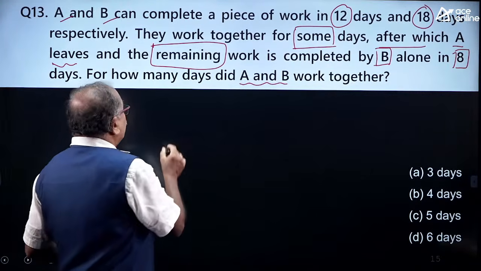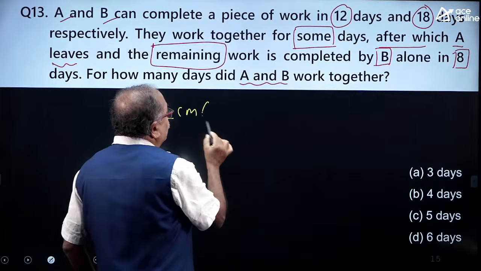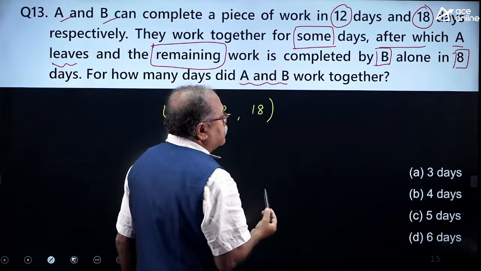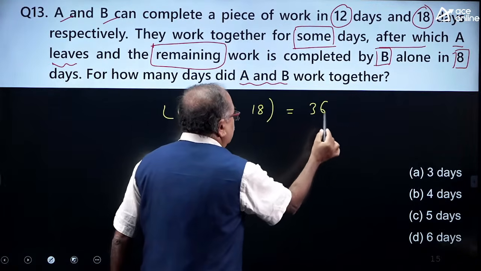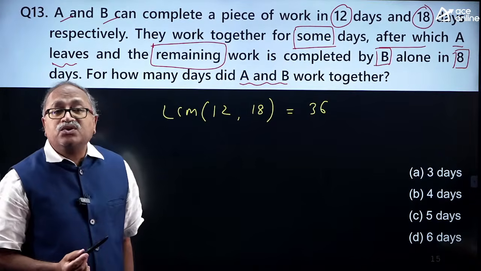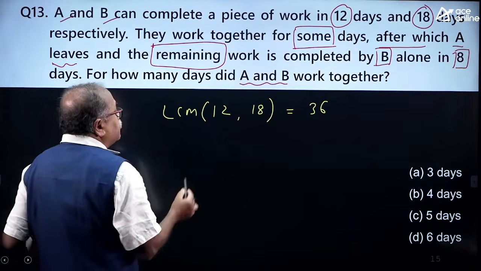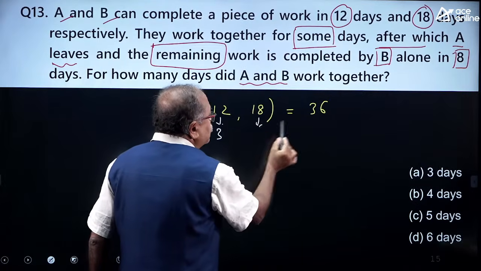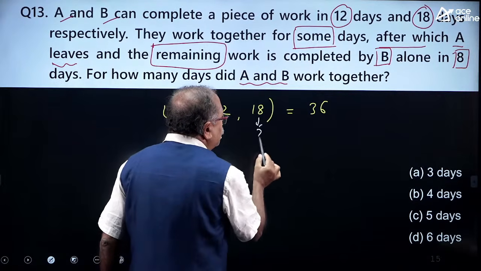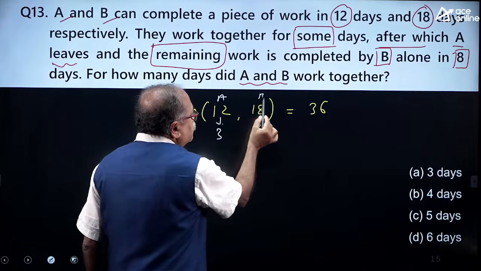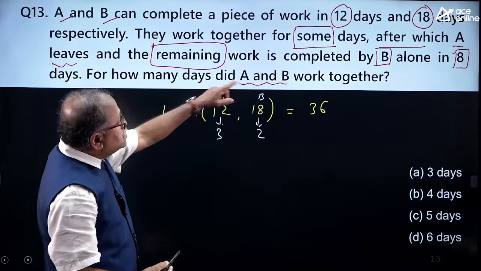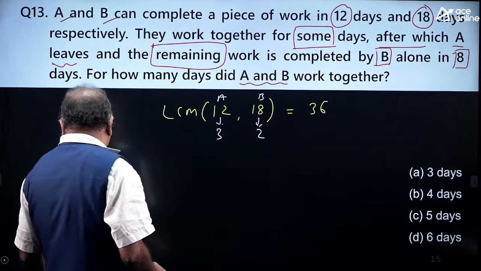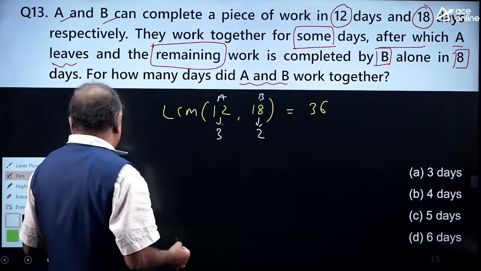So how do we answer this type of question? The LCM of A 12 days, B 18 days. The LCM of these two is nothing but 36. So the total work is 36 units, and A completes how many units per day? 36 divided by 12, 3 units, and 36 divided by 18, 2 units. This is A and this is B. Now the last 8 days, who worked? B alone worked.